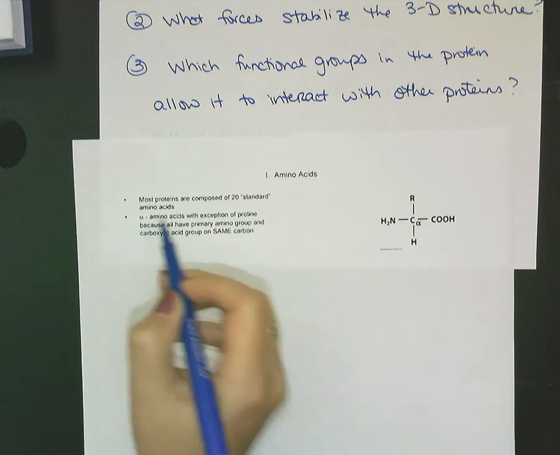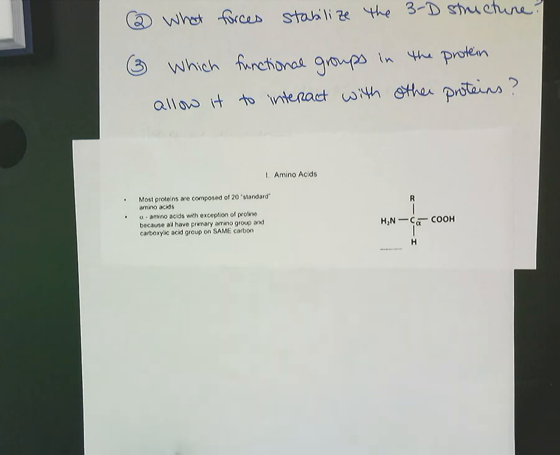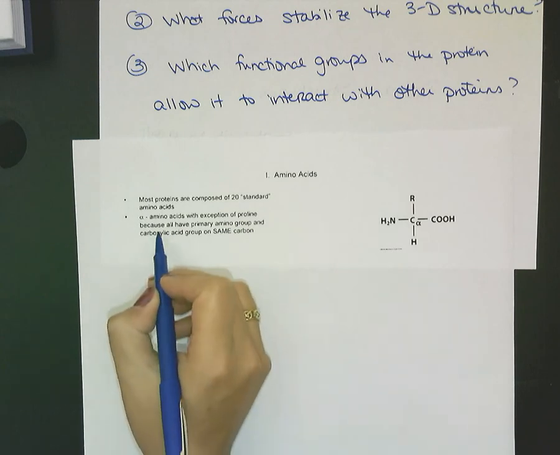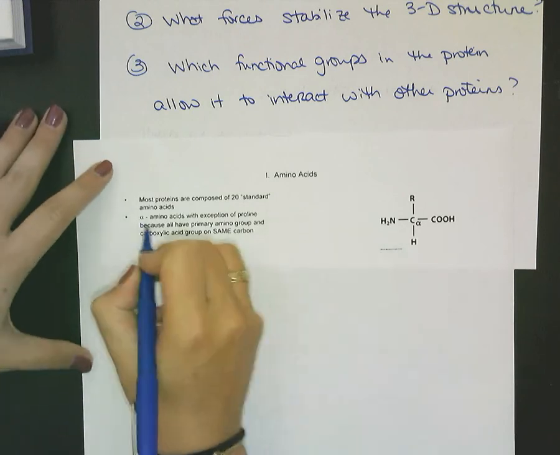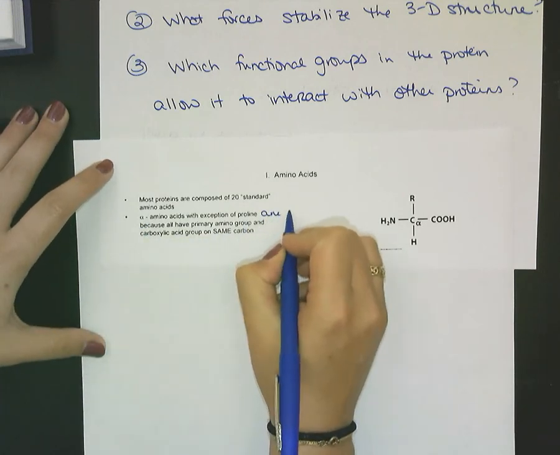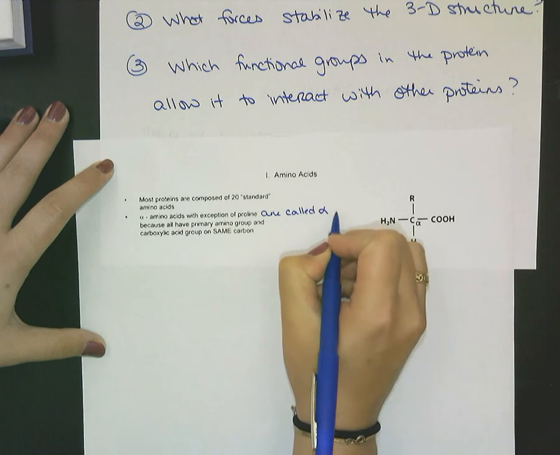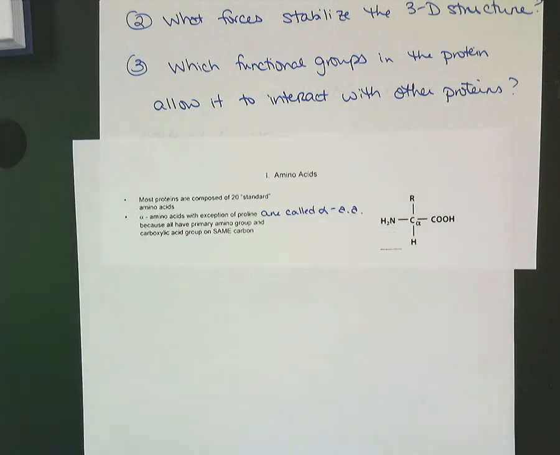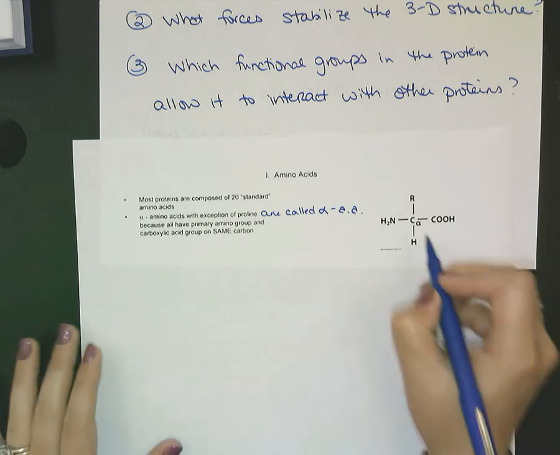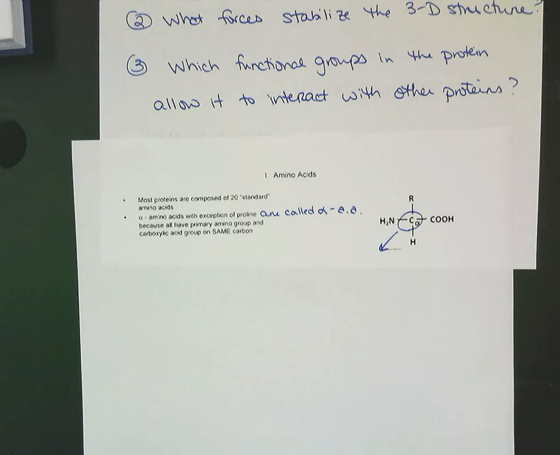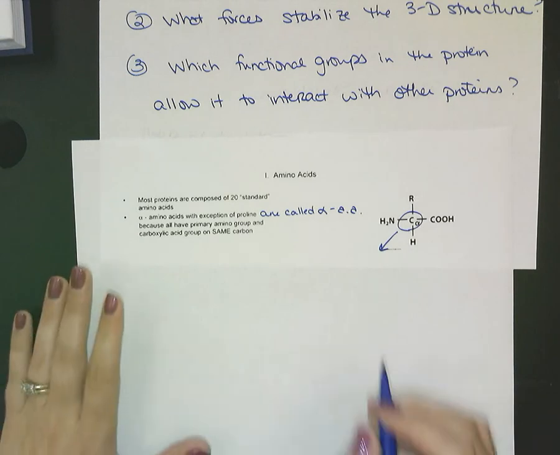Alpha amino acids, with the exception of proline, which I will get to in a second, are called, let's see, I left off part of the sentence. Alpha amino acids, with the exception of proline, are called alpha amino acids because they all have a primary amino group and a carboxylic acid group on the same carbon. So the question that threw most people on their homework is, what is special about that carbon? It is chiral. That is a chiral carbon.